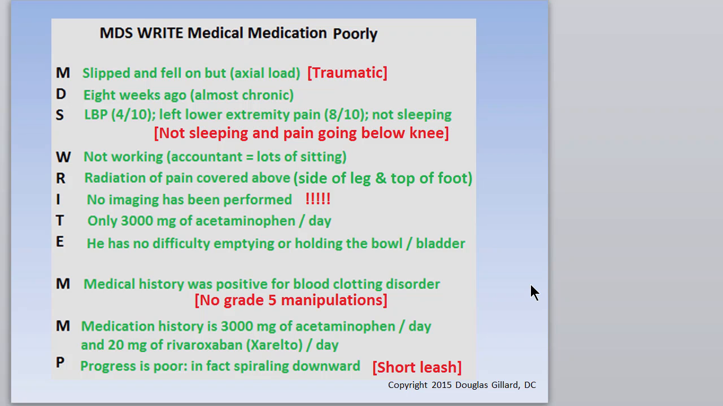I'm not going to go through this. Make sure there's one or two questions on those two algorithms. MDs write medication poorly. So make sure if you get a passage, you'll be able to check these things off, because you're going to get a passage and it's going to say what part of the history is missing. So you'll have to figure that out.